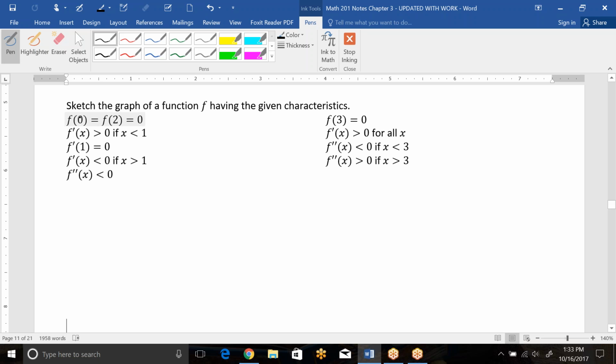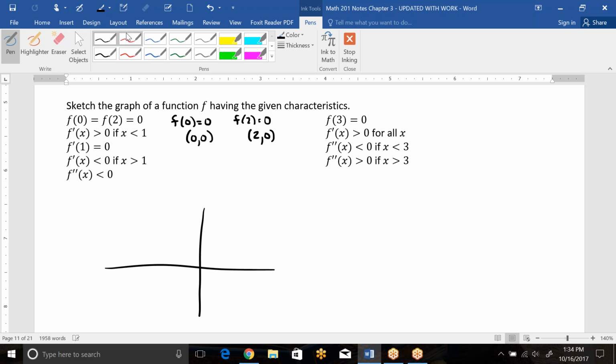So this says f of 0 equals 0 and f of 2 equals 0. So think about that as saying, split it up. F of 0 equals 0, f of 2 equals 0. That's actually 2 ordered pairs. That means (0, 0) and (2, 0) are on our graph. So before I do anything else, I can at least plot those points. I'm going to plot them in red. And then (2, 0). So let's get some other markers around.